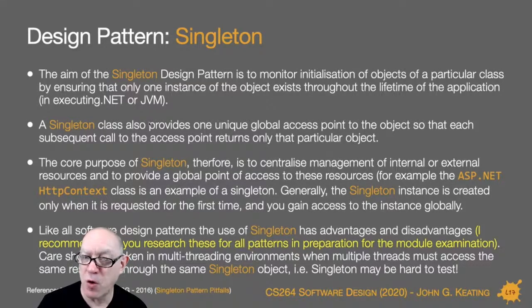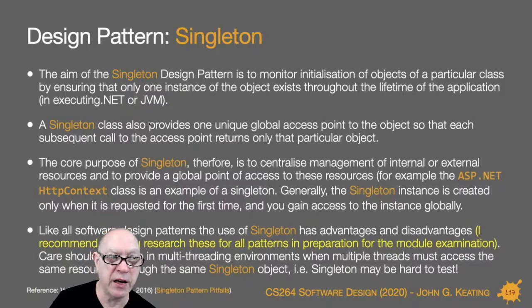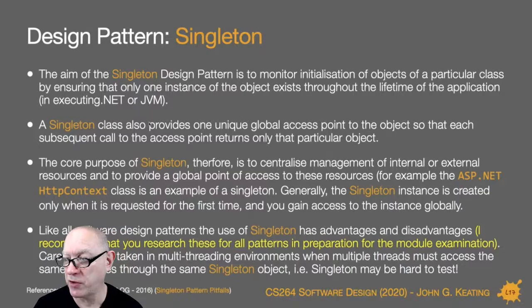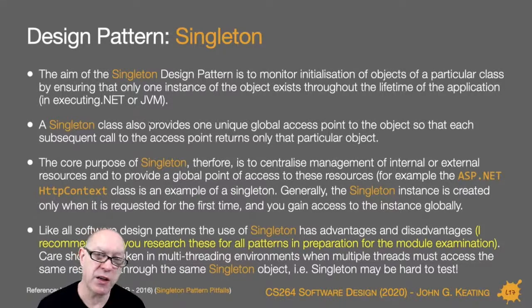So the core purpose of Singleton is to centralize management of internal and external resources and to provide a global point of access to these resources. For example, if you think about ASP.NET and look at the HTTP context class, that's an example of a Singleton. And I think I used that one last time in one of the lectures. Generally, the Singleton instance is created only when it's requested for the first time, and you gain access to the instance globally afterwards. Okay?